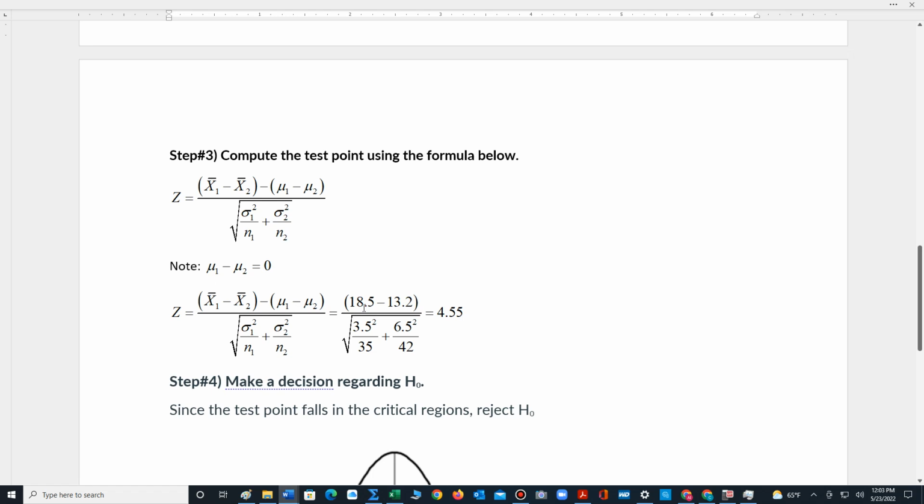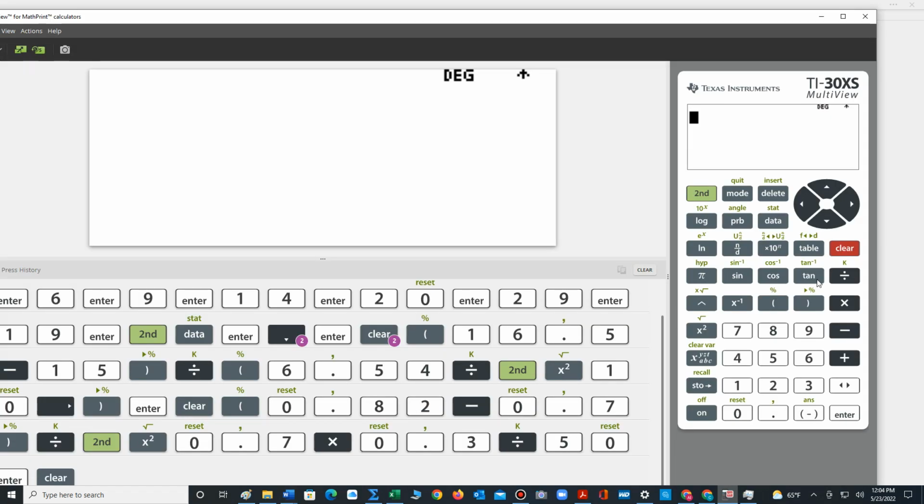We have the difference in the two sample means, 18.5 minus 13.2, divided by the standard error, which is the square root of 3.5 squared over 35 plus 6.5 squared over 42. This will give us a value of 4.55. Let me go ahead and work this out in the calculator.